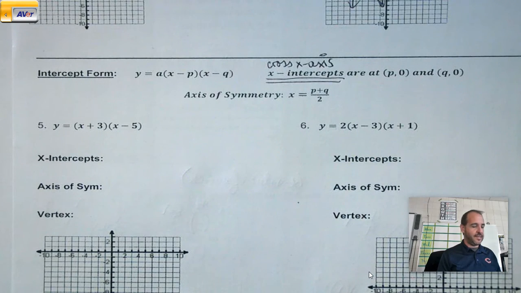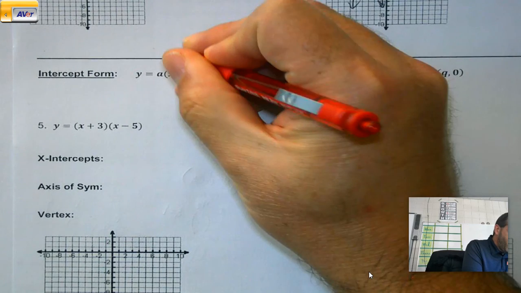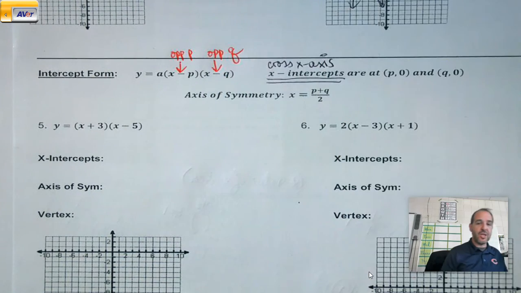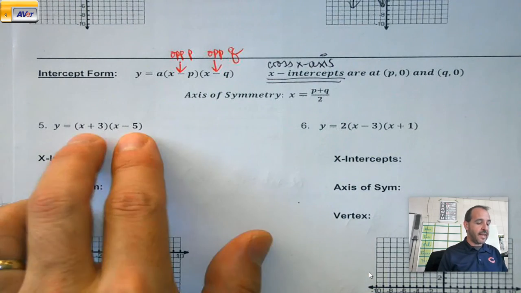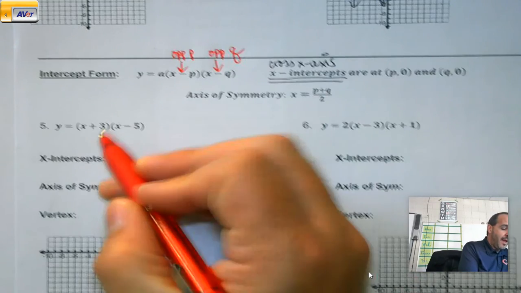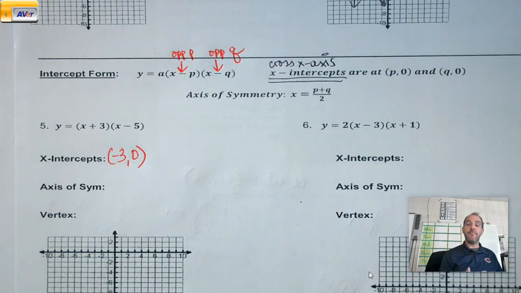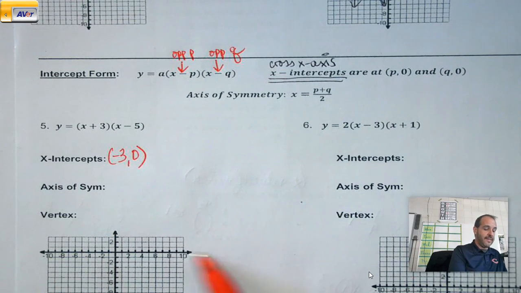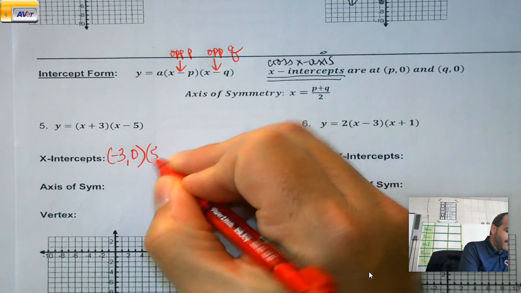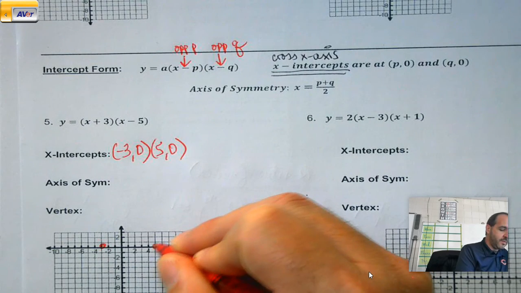So I'll look at this. Now notice again, opposite of P, opposite of Q. The values that you see in here, the x-intercepts are the opposite. So opposite of positive 3 is negative 3. Since it's an x-intercept, my y is 0 because it's on the x-axis. Opposite of negative 5 is positive 5. Okay? I can plot those on here.